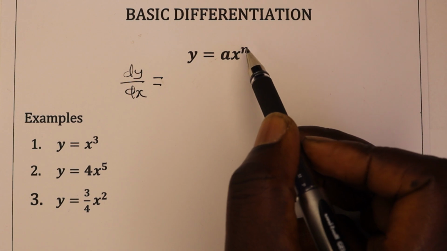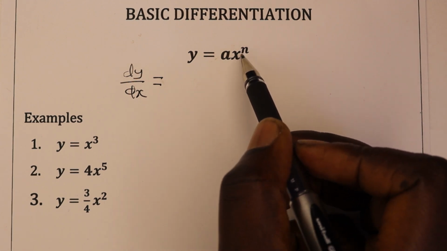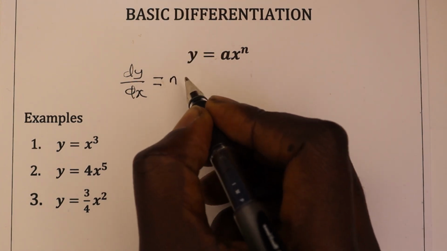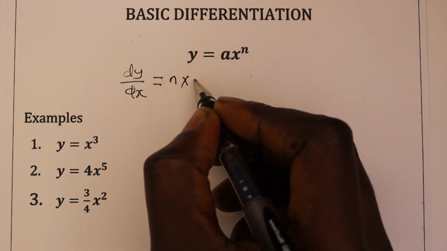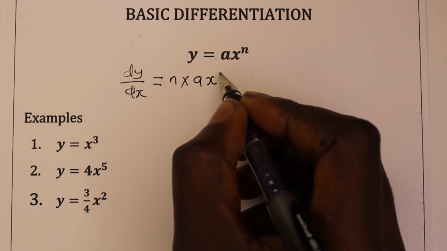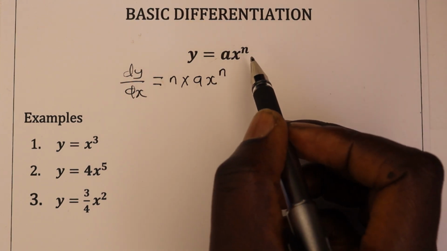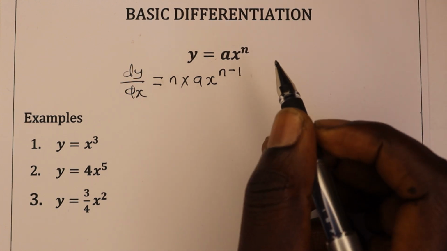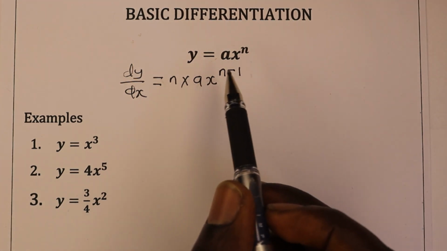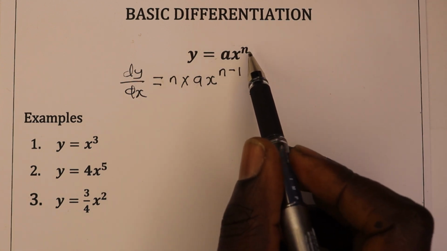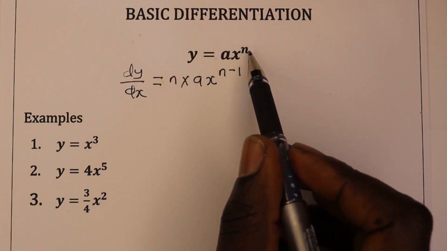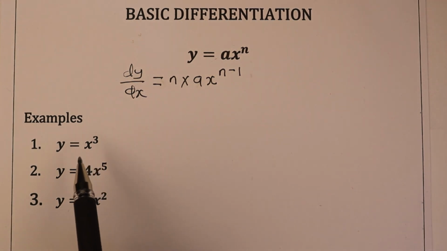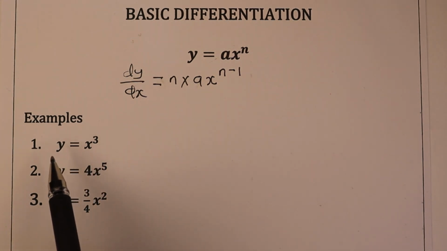To do that, the first thing you're going to do is pre-multiply the function by the power. So you'll have n times the function that you have, that is a x raised to power n. Then the next thing is to reduce the power by 1, so minus 1. Remember the procedure is pre-multiply by the power, in our case the power is n, and then you reduce the power by 1. So let us see how we can do that in real examples.